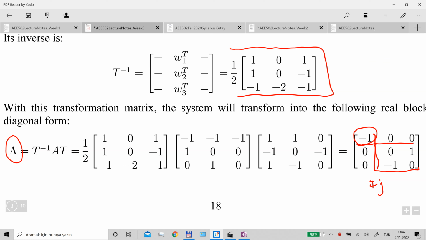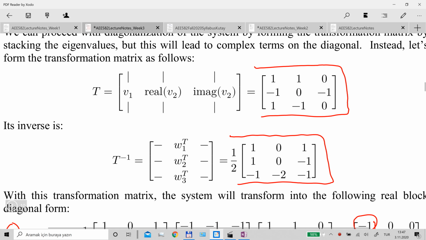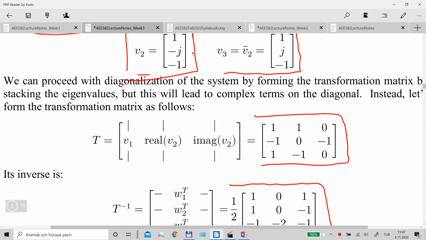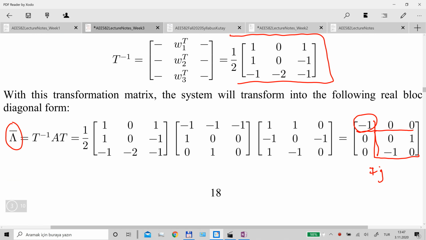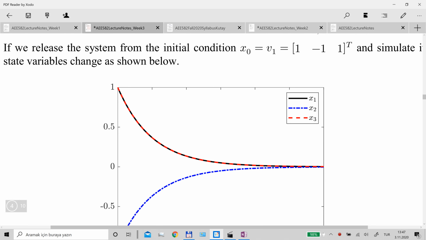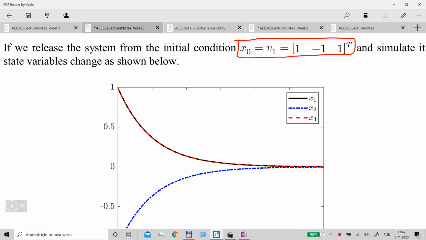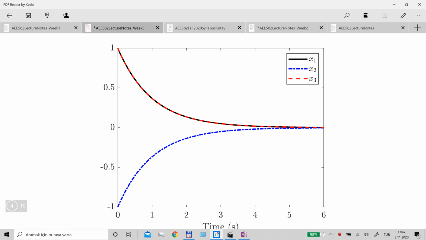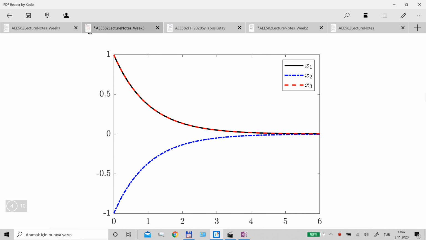If you want to excite the real stable mode here, you just choose your initial condition to be the eigenvector corresponding to that. If you choose x0 to be this vector and simulate the system, this is what you get. If you simulate the system starting from these initial conditions, obviously you can scale it with anything you want. And this is the response. This is the time history of all three state variables.